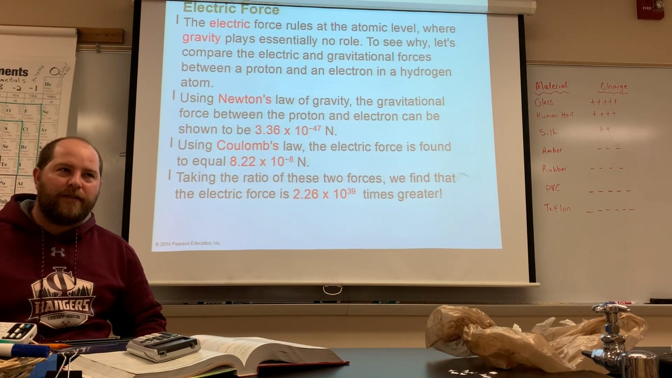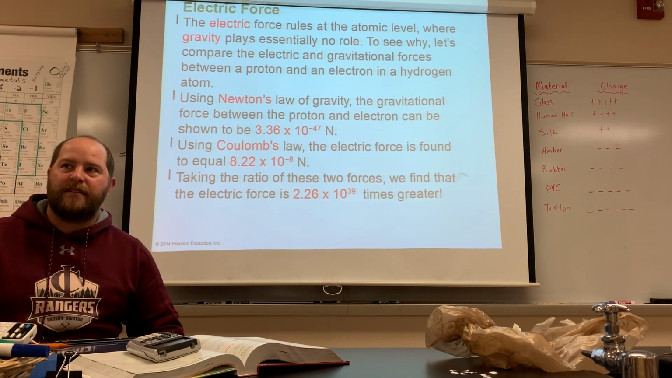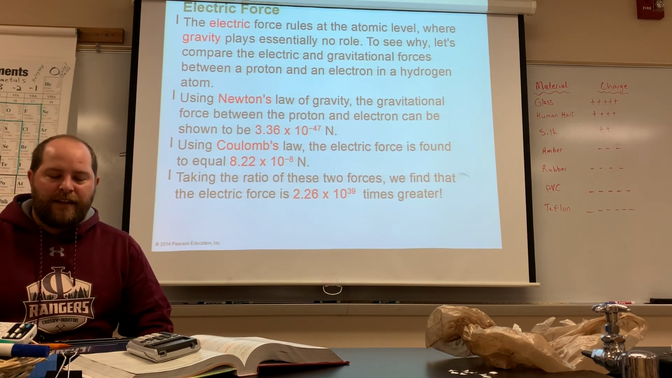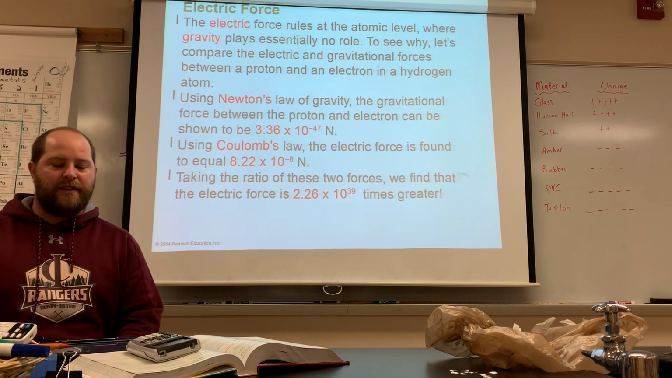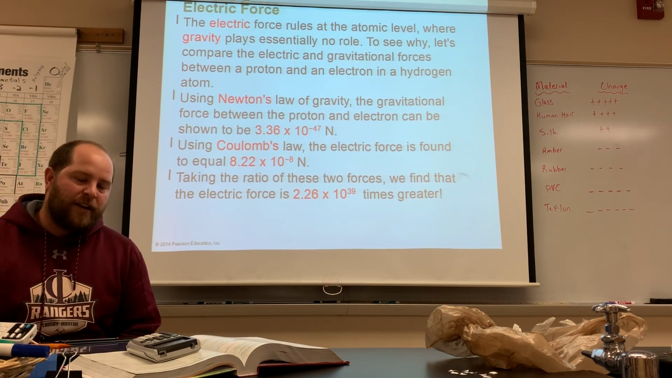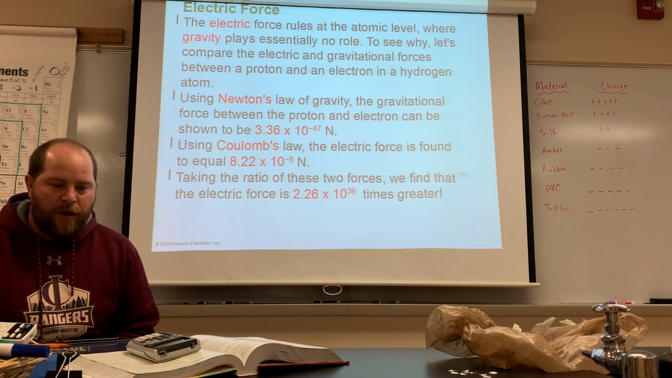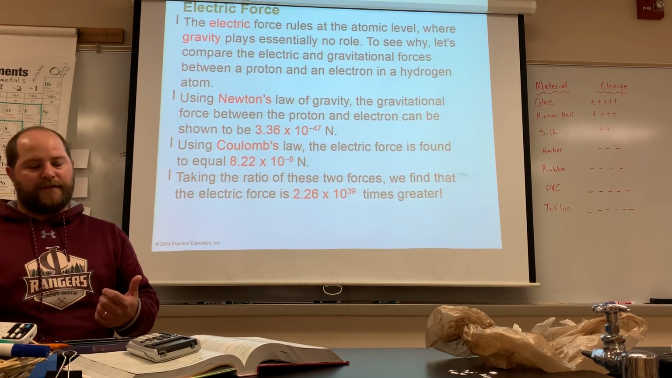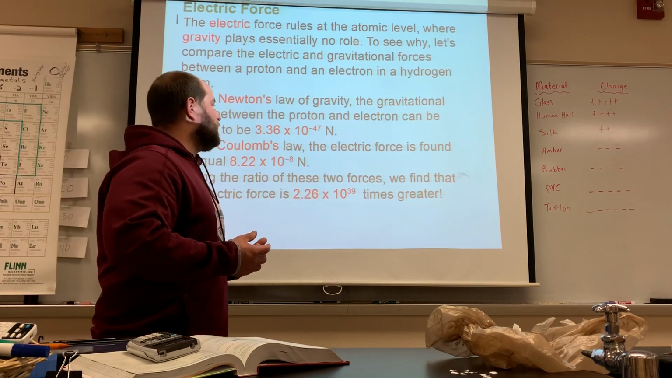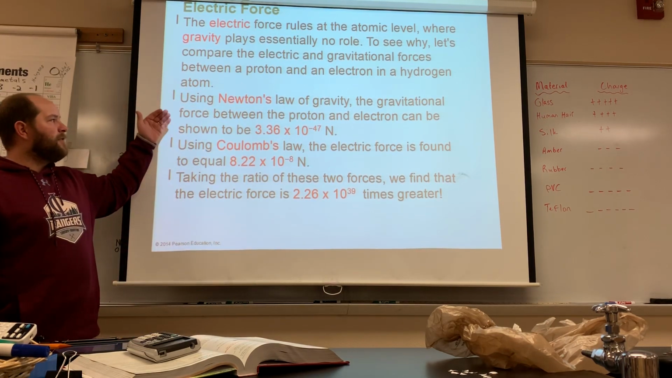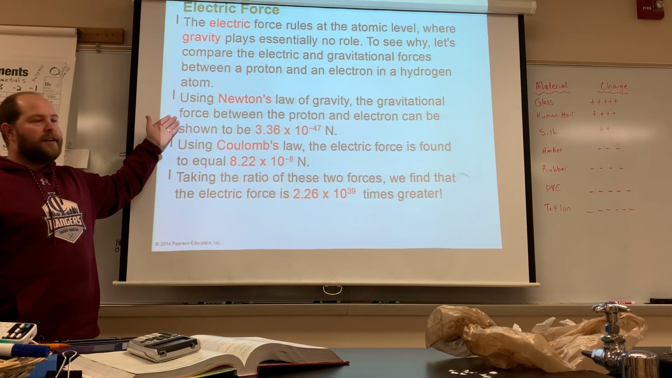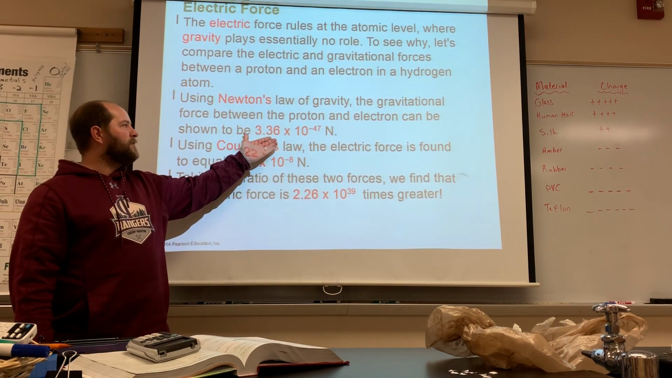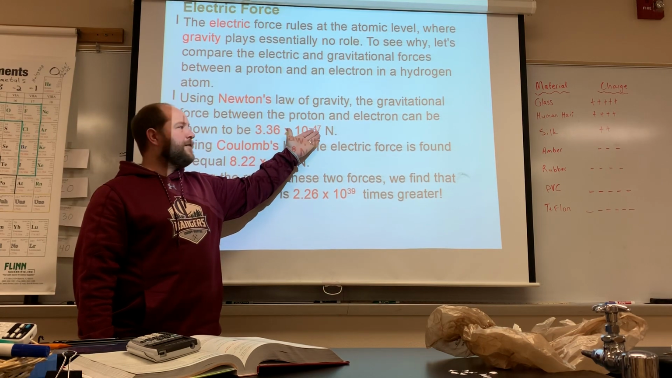Now, the moon and the Earth are two big objects. Let's look at the atomic level. Let's consider a proton and an electron, and see what would happen between the electric force versus the gravitational force. If you calculate the gravitational force between a proton and an electron, you get the answer of 3.36 times 10 to the negative 47 newtons.